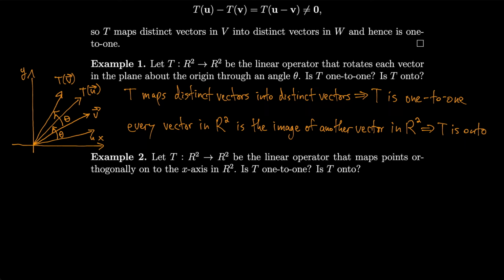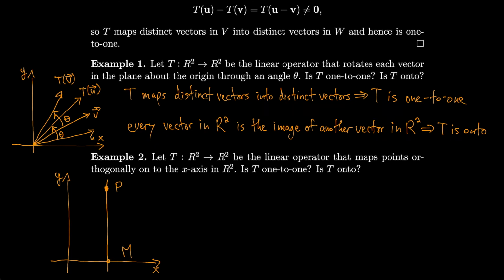Let's let T from R2 to R2 be the linear operator that maps points orthogonally onto the x-axis in R2. And let's see if this transformation is one-to-one and onto. Okay, so we'll draw this now. So here's x and y, and let's see, we need a point, and it's going to map orthogonally onto the x-axis. So let's say we have a point over here, P. Then P will map straight down onto the x-axis at some other point, let's say M.